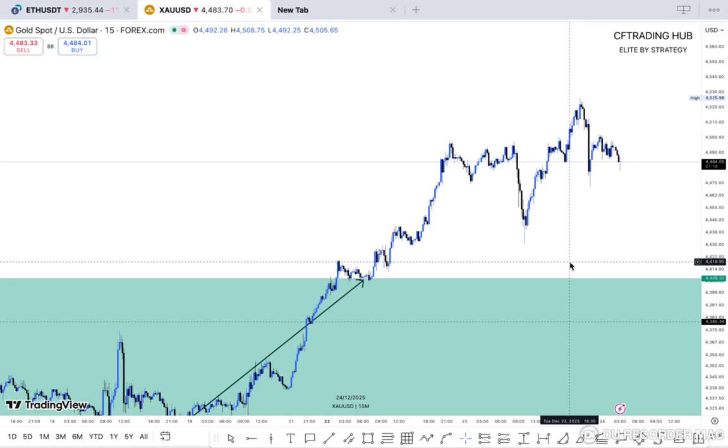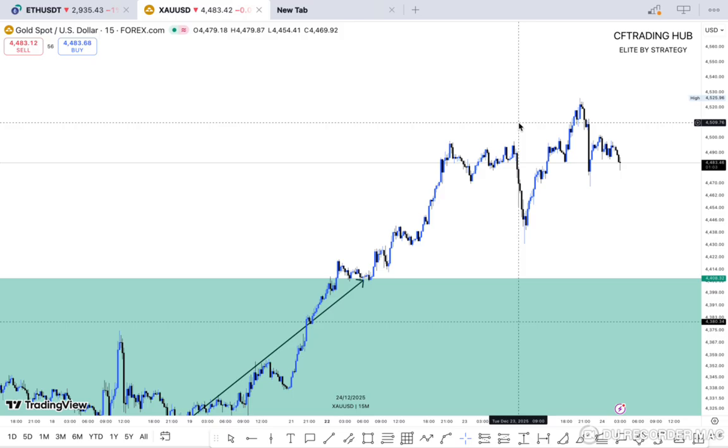And in this session, we'll be talking about fair value gaps. What do fair value gaps, FVGs, mean? They mean fair value gap. They are all the same thing: fair value gaps, FVGs, imbalances. Different names, but still the same meaning.